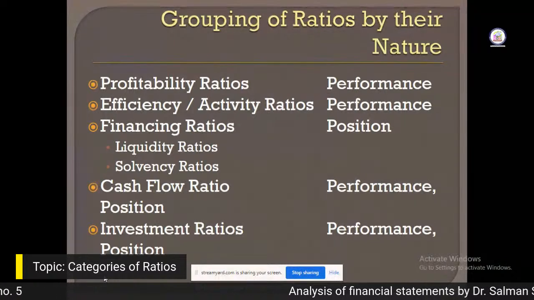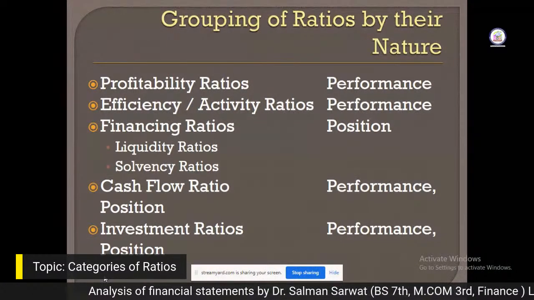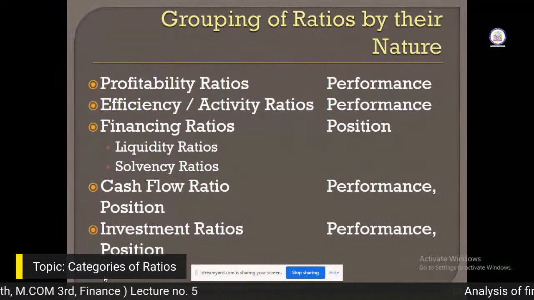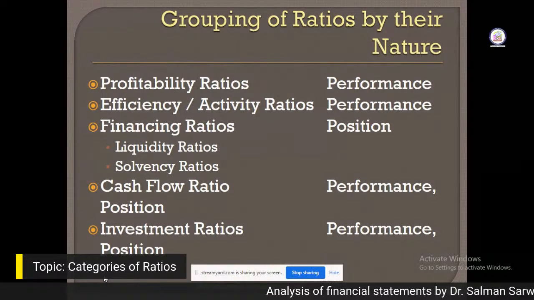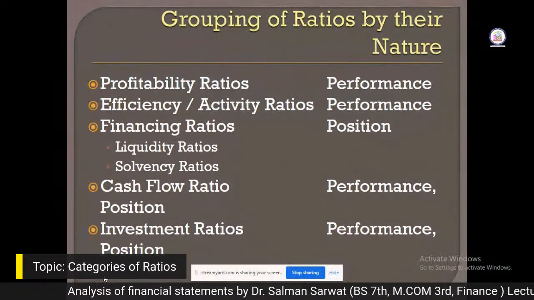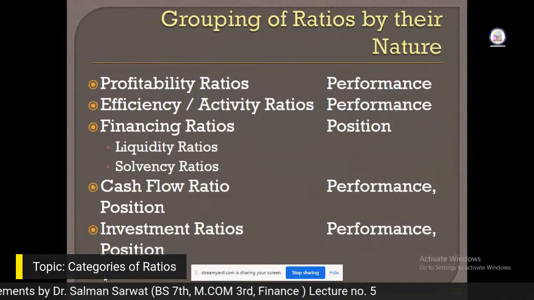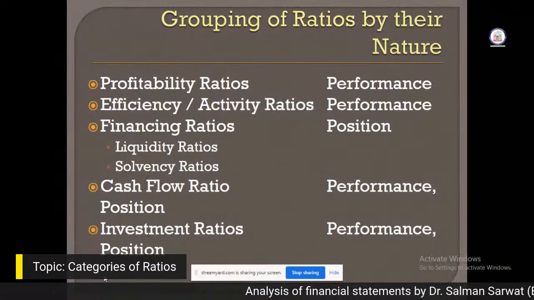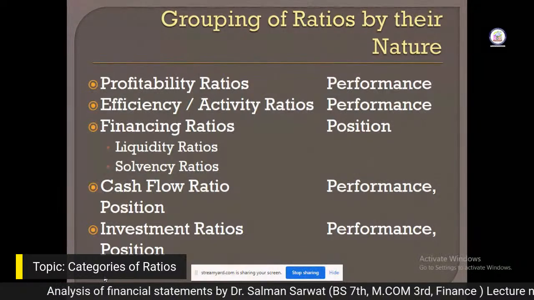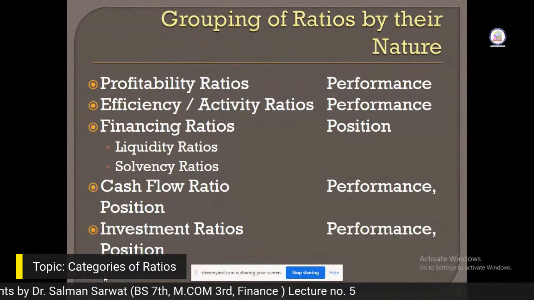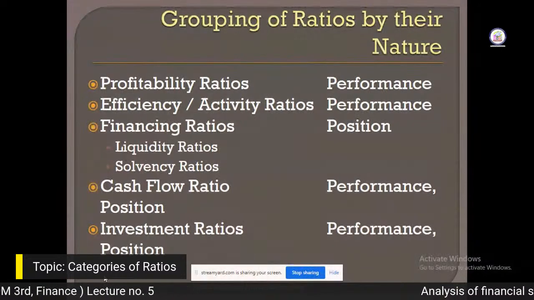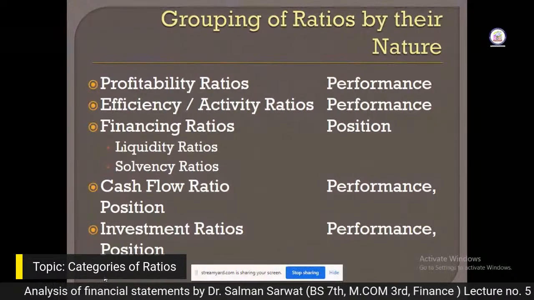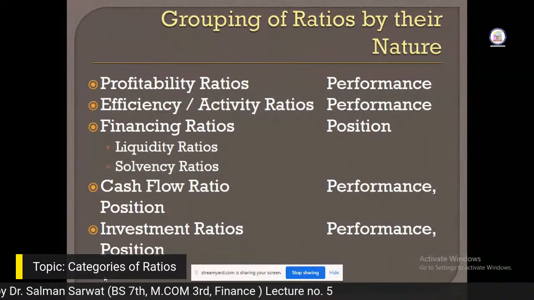So being an external user, the most important ratio for us is investment ratio, because in external users, the most important user is the investor, and investment ratios give us information about the investment opportunities in a company. It is also very important for the creditor as well, but for the investors, this set of ratios is most important. Now, moving to the next slide, we will discuss some of the important aspects of each category of the ratio.